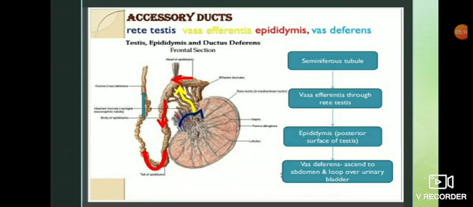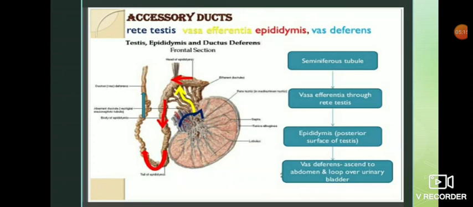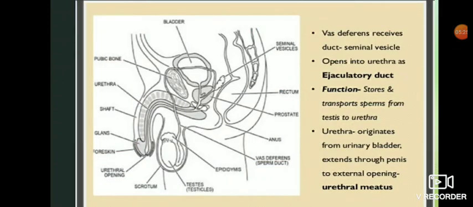that ascends to the abdomen and loops over the urinary bladder. It receives a duct from the seminal vesicle and opens into the urethra as the ejaculatory duct. These ducts store and transport the sperms from the testis to the outside through the urethra. The urethra originates from the urinary bladder and extends through the penis to its external opening called urethral meatus.